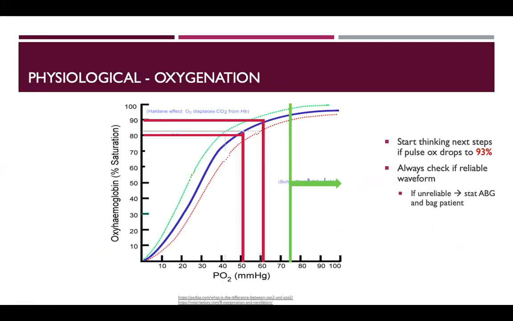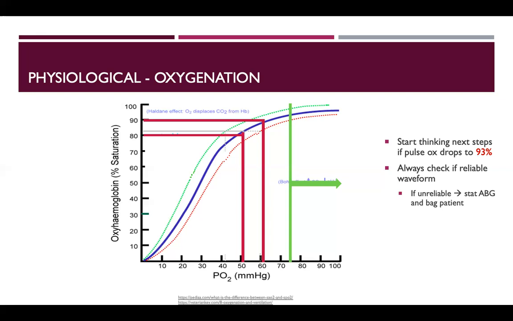Okay. So now instead of the mechanical side of things, we're going to look at the physiological side of things, and the first one being oxygenation. And this is your beautiful O2 dissociation curve from first year. The only reason this is here is to explain the reasoning behind why we react to the pulse ox at certain numbers like we do clinically.